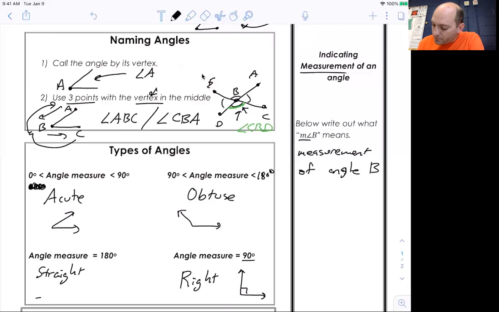Straight angle, it's just a straight line. But you see that the angle there is making 180 degrees. Anytime I see a straight angle or a straight line like that, the angle measure is 180 degrees.